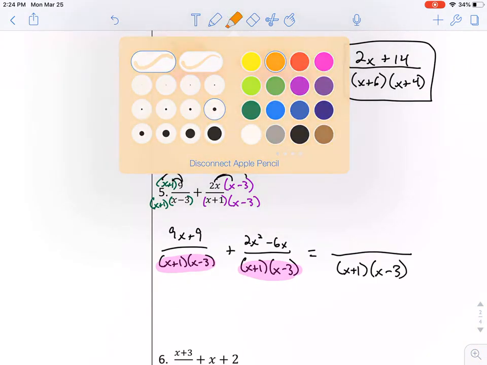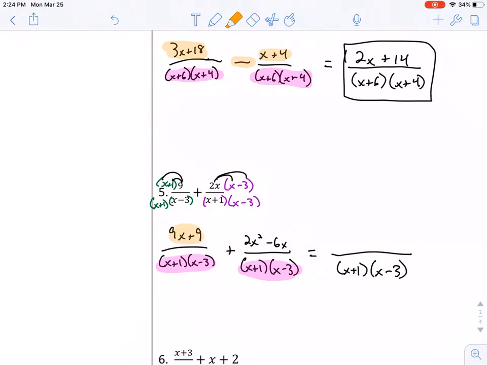And if you look at the numerators, we got 9x plus 9 plus 2x squared minus 6x. So going from here, we have a positive 2x squared. Then you have 9x plus a negative 6x will get you a positive 3x. And then the 9 comes in at the end. And we're done. You can try to factor 2x squared plus 3x plus 9, but I think you'll find that it's not going to work for you.